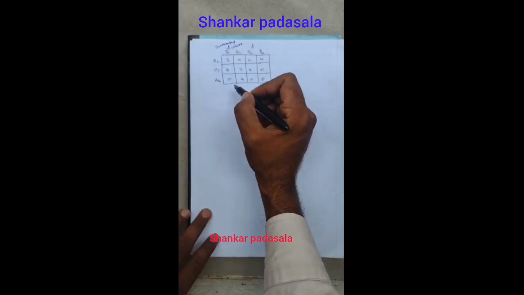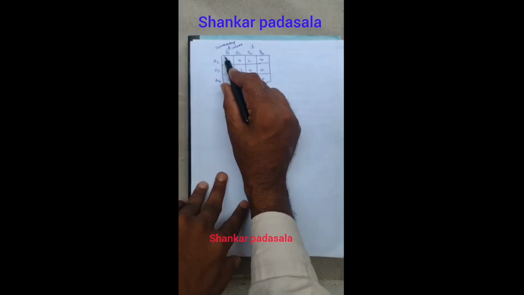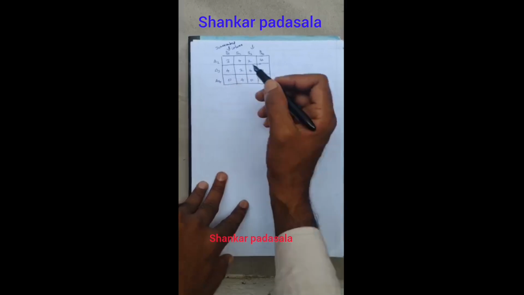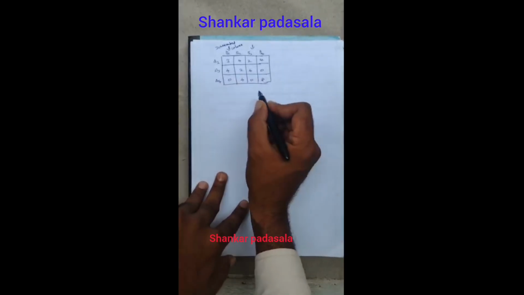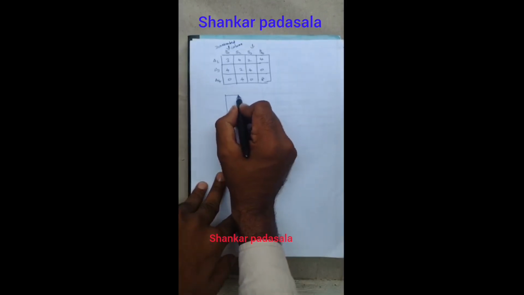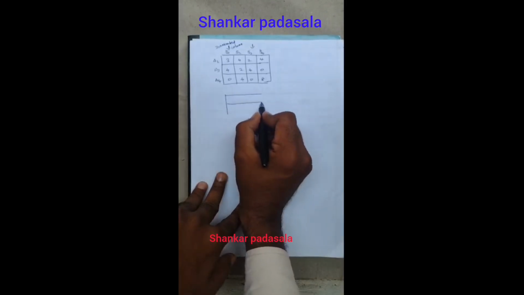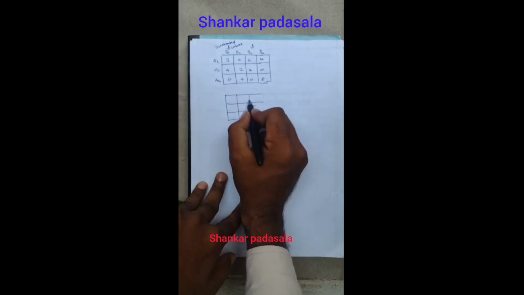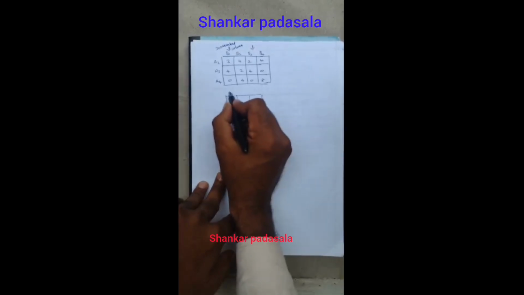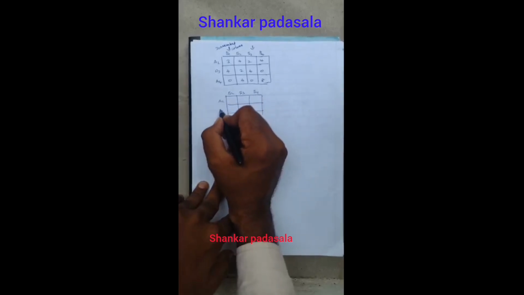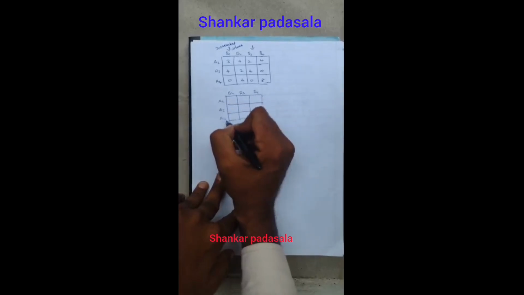So this column I am going to remove when comparing B1 with B3. So this is a dominated column, and I am going to remove it in the next iteration. So what are B2, B3, B4, A2, A3 and A4?